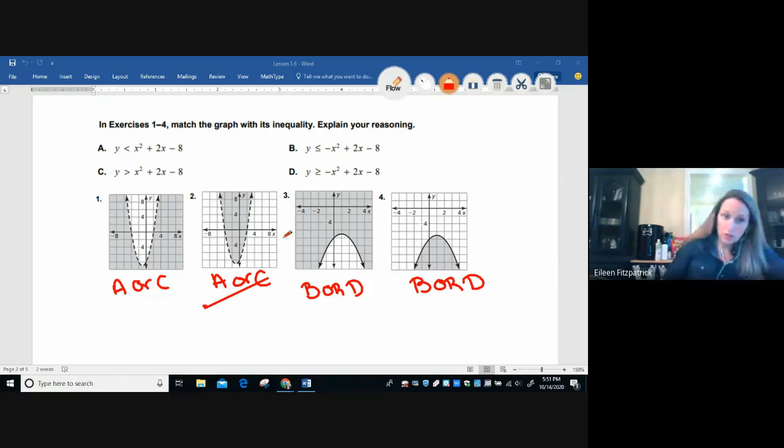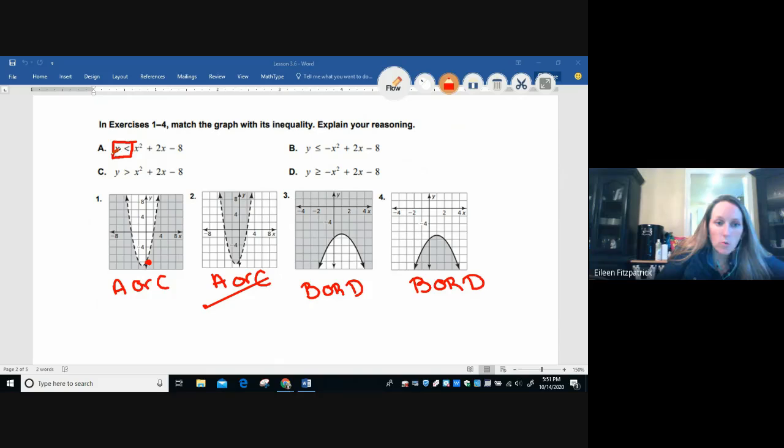So this is where I'm going to teach you the trick, okay? The trick is I'm going to tell you to put your pencil where the parabola crosses the y-axis. So that would be like this point right here. Okay, that would be your y-intercept, which happens to be -8, right? Because the c value is the y-intercept. So there's the y-intercept. And then I'm going to have you read just this part of the inequality.